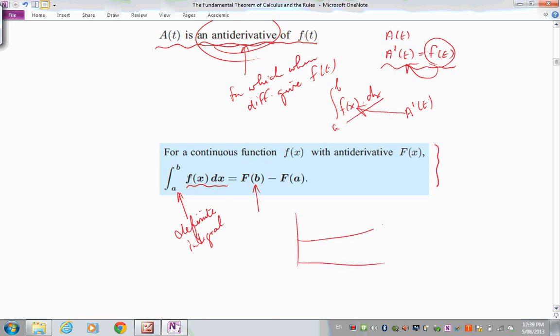Let's do this now. Here, a to b. What we're saying is we've got x and y. This is from some function. Then we want the function from a to b. It'll be the function value of b minus the function value of a. What function? The function which has as its derivative the original function.